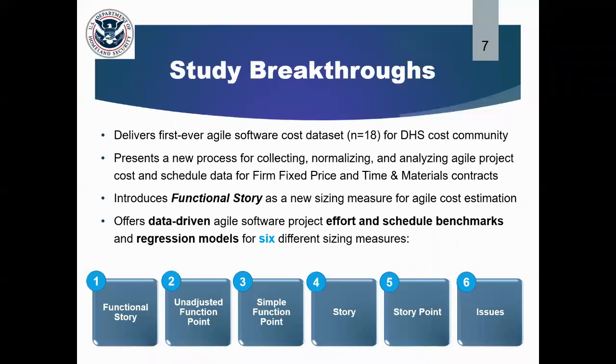Our findings and analysis also represent a breakthrough in many ways, but most importantly, they introduce 3 new size variables that have not been explored before: functional stories, issues, and user stories, in the context of Homeland Security, DHS and DoD. At the end of the presentation, we will show you and compare these models for these competing size measurements, and you'll find out which of these is the more accurate predictor. Next slide.